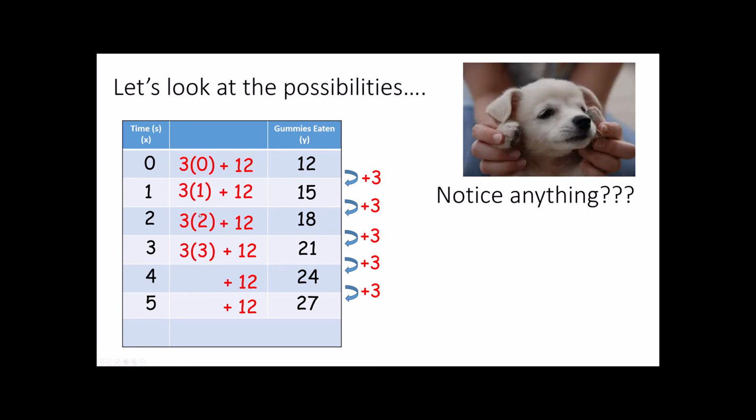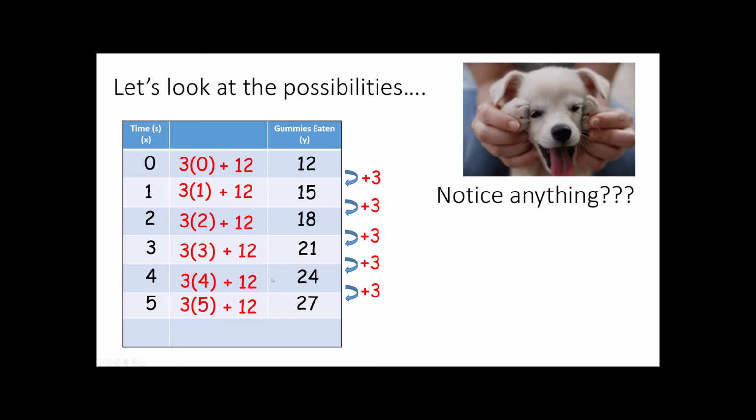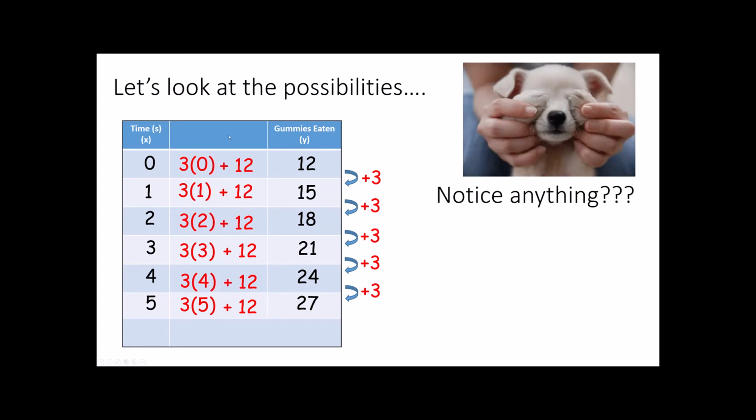And after 3 seconds, we have the original 12 and 3 sets of 3, and the original 12 and 4 sets of 3, and the original 12 and 5 sets of 3. This pattern is going to be consistent no matter how many seconds pass. You will always have the 12 gummies you originally ate, or the puppy originally ate, but we need to keep track of how many 3s we need to add on.